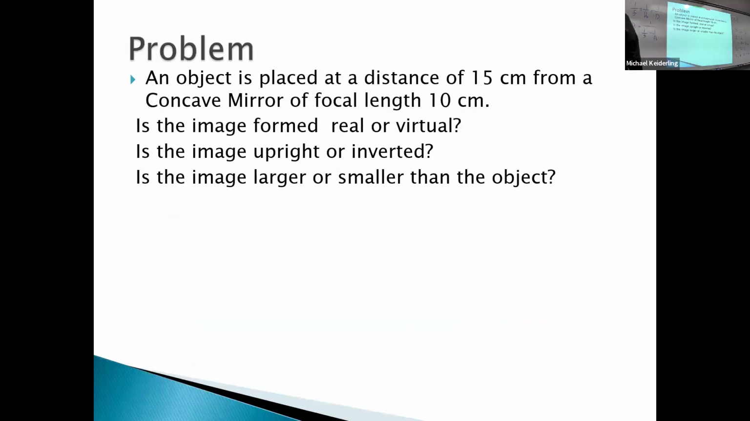Here we have an object at 15 centimeters from a concave mirror with a focal length of 10 centimeters. Is the image larger or smaller than the object? Is it real or virtual? Is it upright or inverted? And is it larger or smaller than the object?